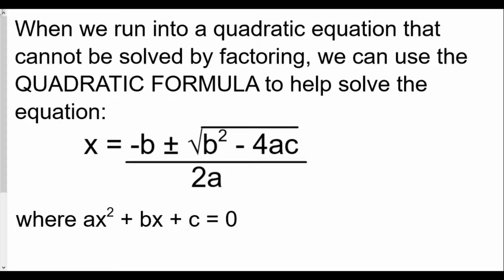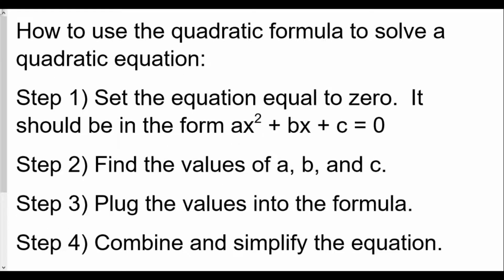Now, this seems kind of a weird looking formula with a, b, and c, right? So let's take a look at our steps. How to use the quadratic formula to solve a quadratic equation. Step 1, set the equation equal to 0. It should be in the form ax squared plus bx plus c equals 0. You might want to put that underneath the original equation to help you identify a, b, and c. Step 2 is find the values of a, b, and c. Numerical values, not the x values. Just the number multiplying x squared, the number multiplying x, and then the constant.